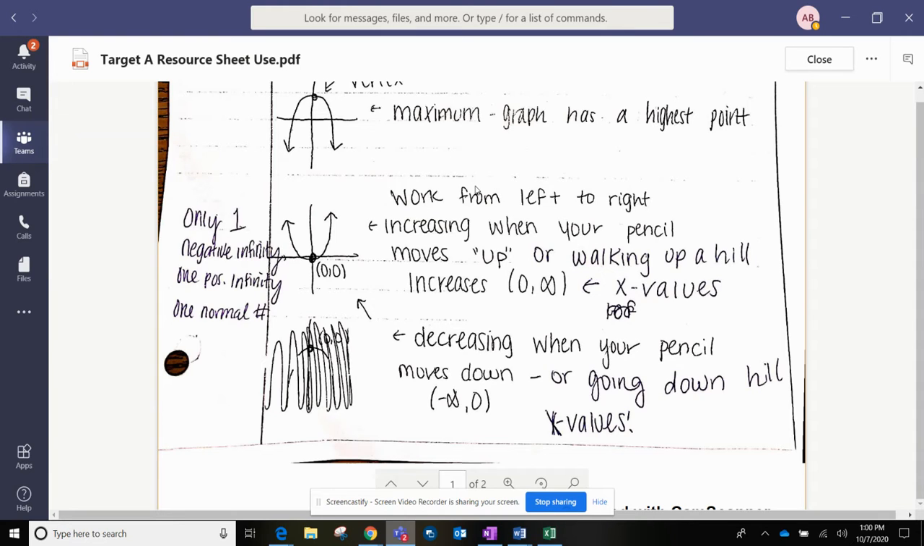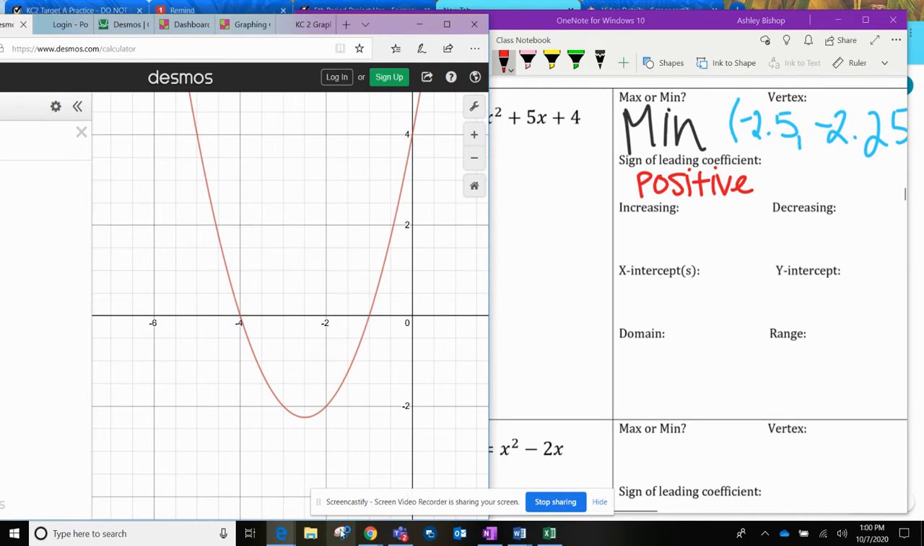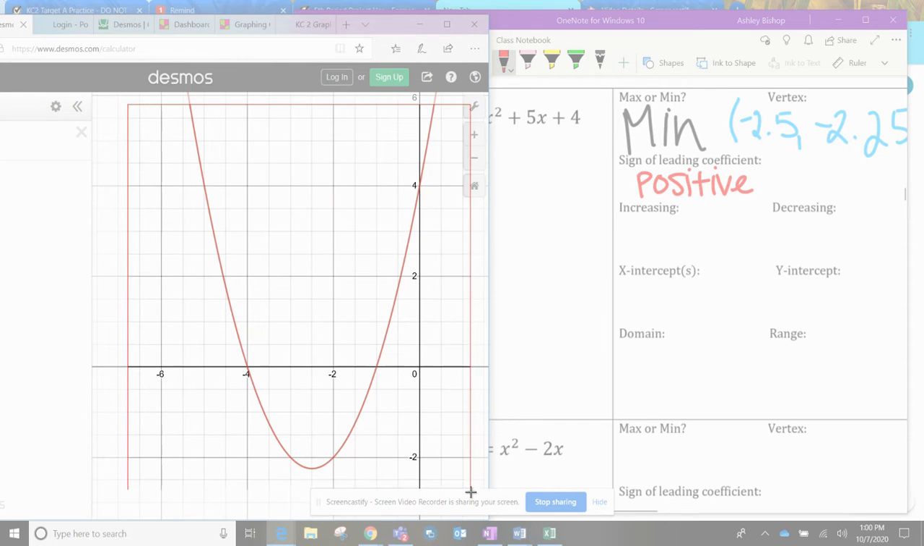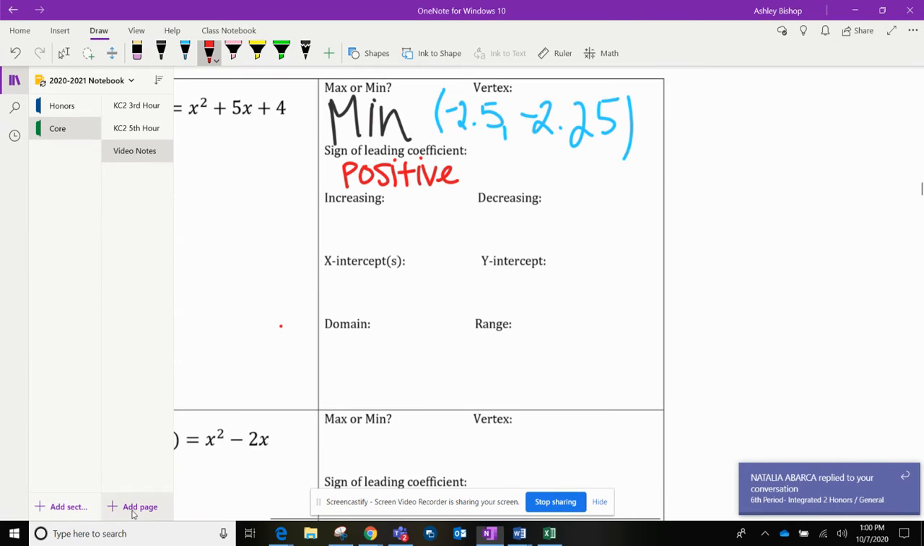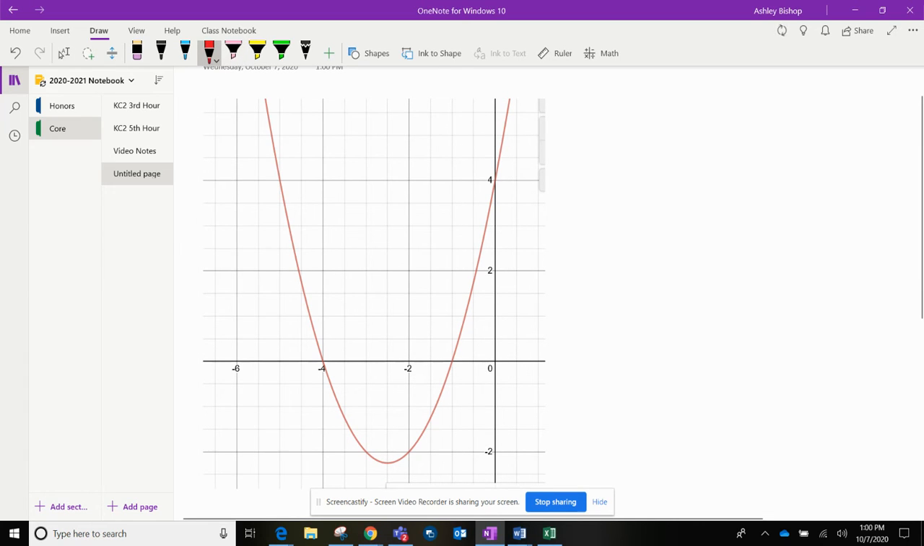For increasing and decreasing, you are going to work from left to right. So from increasing and decreasing, I'm going to go left to right. So looking at the left-hand side of my graph, which I'm actually going to take a picture of, and put it here so I can write on it. Let me copy it and paste it right into here. Alrighty, so increasing and decreasing. I am moving from left to right.